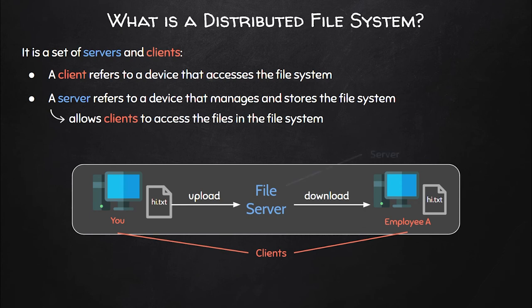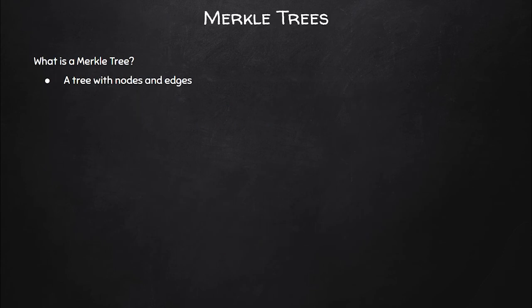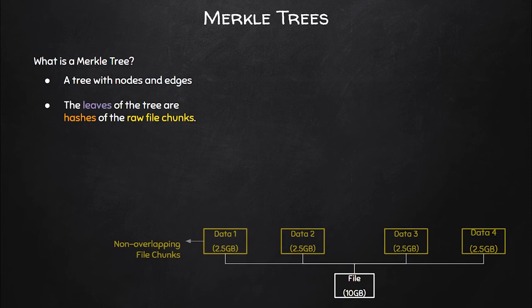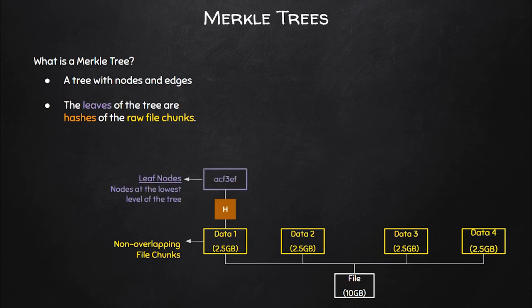An example of this will be the file server of a company where all company employees are able to access these files. Merkle trees are used in distributed file systems. Every file in the server's file system is often split up into non-overlapping chunks of data packets. In the example on the left, a 10GB file is split up into 4 2.5GB data packets. These file chunks are non-overlapping and each file chunk has the same size. The data inside the leaf nodes of the Merkle tree, which is the lowest level of the Merkle tree nodes, is created containing a hash that is computed from each individual data packet.